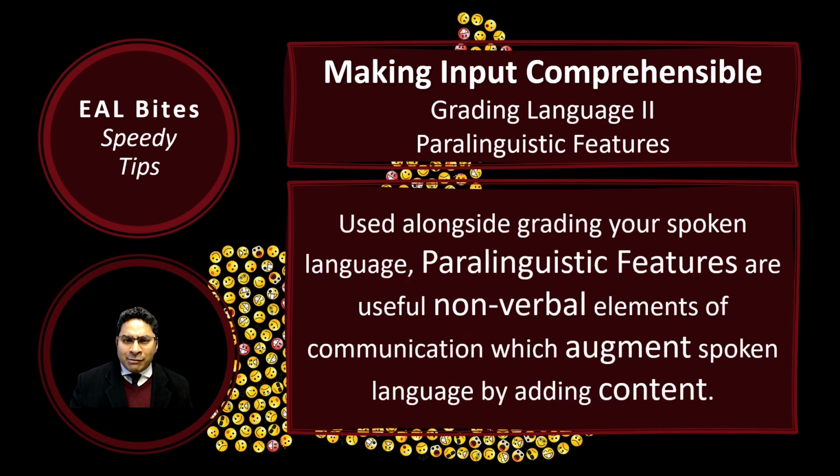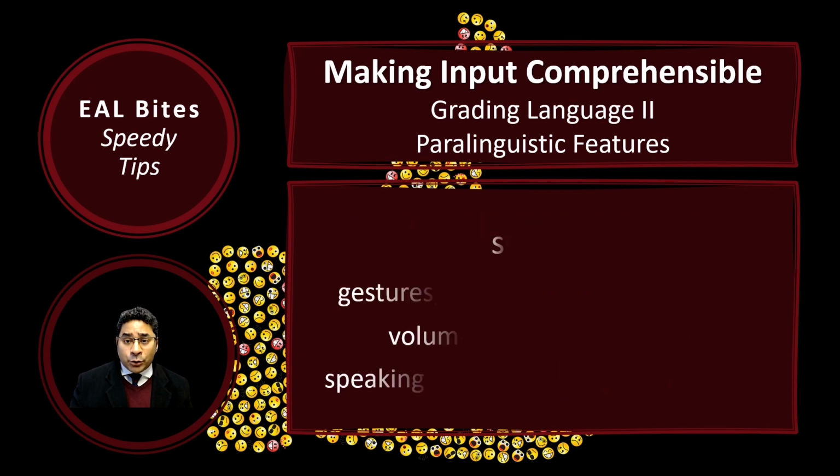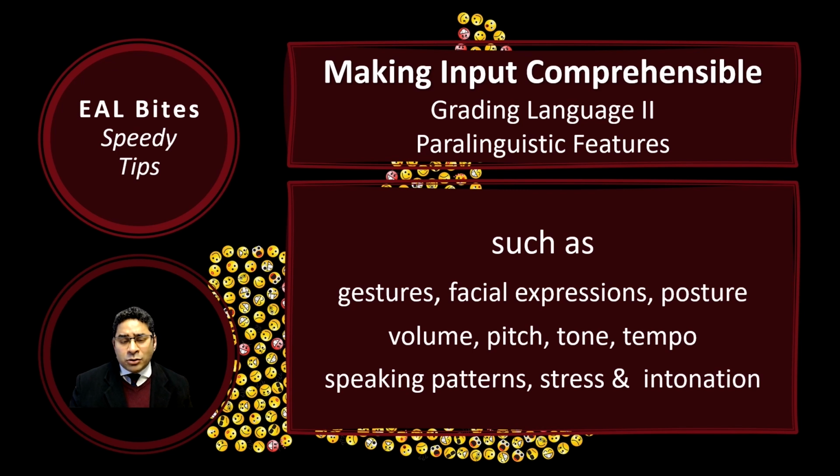What do I mean by paralinguistic features? Well, the non-verbal aspects of communication that accompany spoken language. They can give additional context, meaning, emotional emphasis, and other information. Be aware of how you alter them when modifying your speech in the ways discussed in the previous video, such as by slowing your speech.